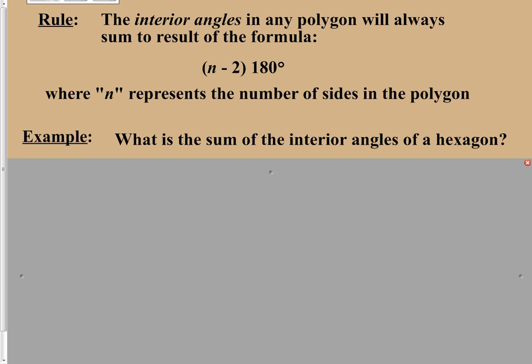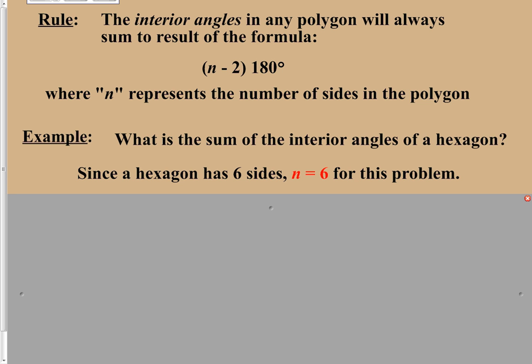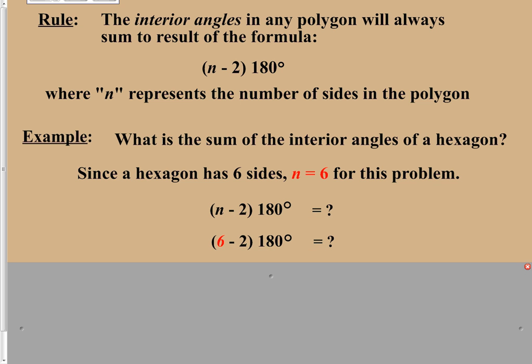Well, all you really need to know in order to work with this formula is, of course, you need to know the formula, but you just need to know how many sides your shape has. So in this case, a hexagon has how many sides? Hopefully we'll remember from back in the day, hexagon is a 6-sided polygon. So for this particular problem, n equals 6. So we'll take our formula, n minus 2 times 180 degrees. We will take n out of the formula and instead plug in a 6.